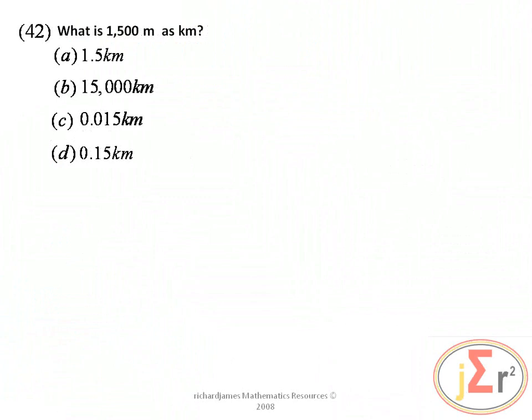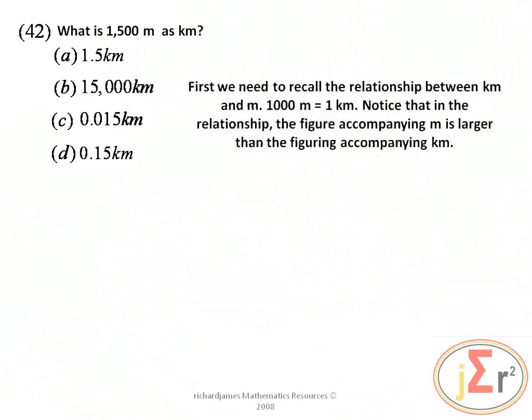What is 1,500 meters as kilometers? First, we need to recall the relationship between kilometers and meter. 1,000 meters is equal to 1 kilometer. Notice that in the relationship, the figure accompanying meter is larger than the figure accompanying kilometer. So we have 1,000 meter is equal to 1 kilometer.